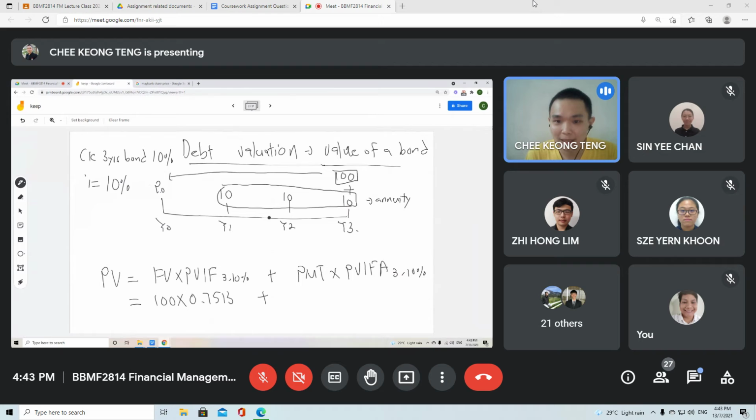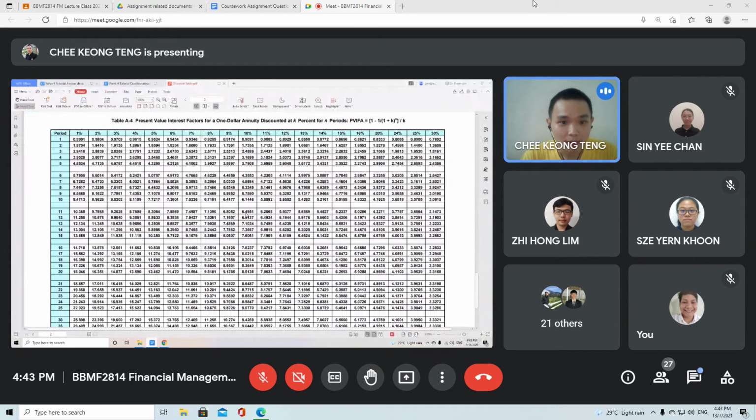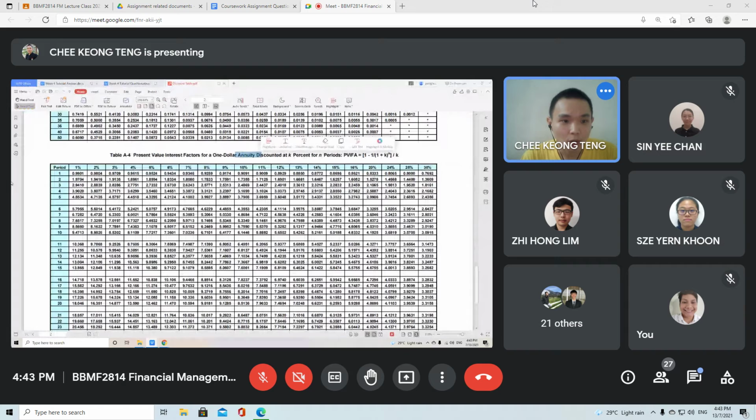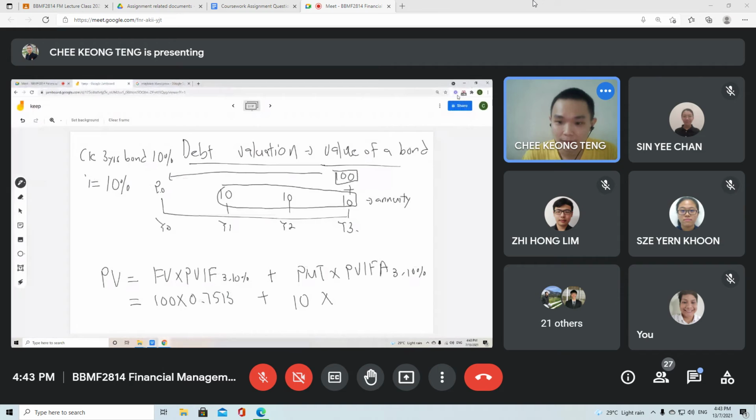Plus PMT, 10, 10, 10, every year 10 times PV, this one is annuity, so it's table A4. Table A4, present value for annuity, also 3 years, 10%, 2.4869. You all can try to calculate, but I can tell you the answer will be 100, or very near to 100, just because of the decimal point. Maybe it will be slightly different, but I can tell you it is 100 at the end. You can try to calculate that. You will get back 100. So it's proof that it's correct just now. It's 100.